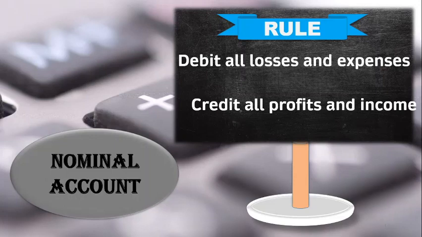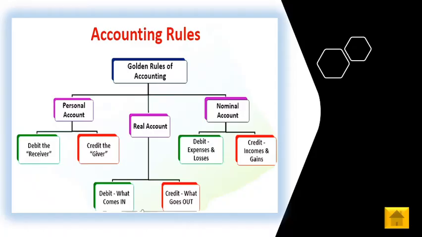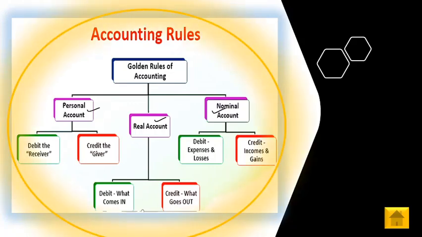So this way we have these three rules, and these three rules are called the golden rules of accounting, where we have personal account, real account and nominal account. For personal account, debit the receiver, credit the giver. Real account, debit what comes in, credit what goes out. Same with nominal account, debit all expenses and losses, credit all gains and income. So you are going to remember this as the golden rules of accounting. It's very precious, so remember that.